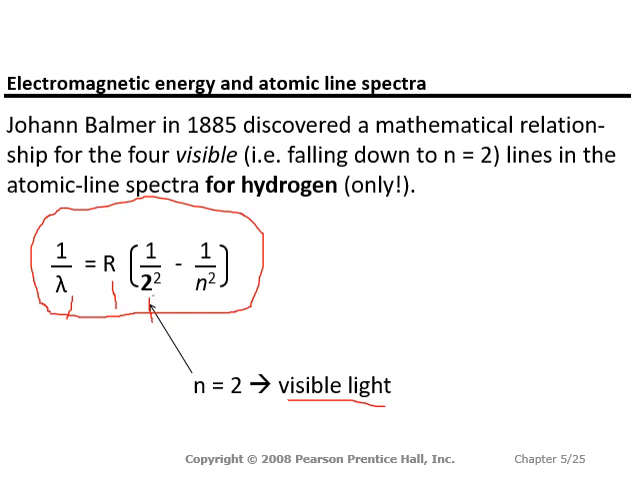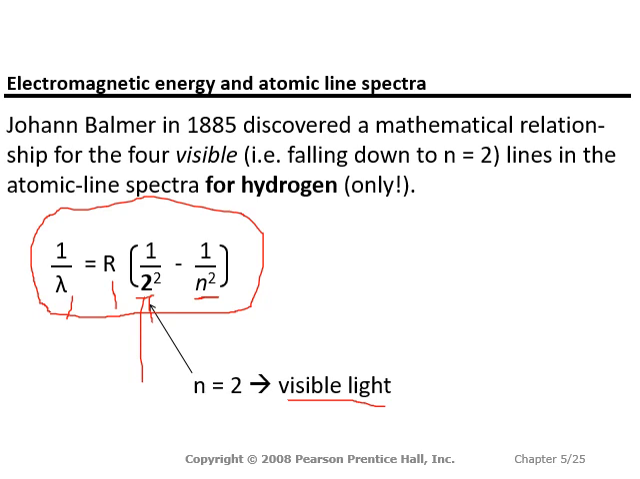So if we wanted to do this for ultraviolet light, we would just change the 2 out for a 1. And then the n obviously is going to be where it starts. So if it starts at 6 and drops to 2, then where that n is, you would just put in 6. And then that would allow you to find the wavelength.